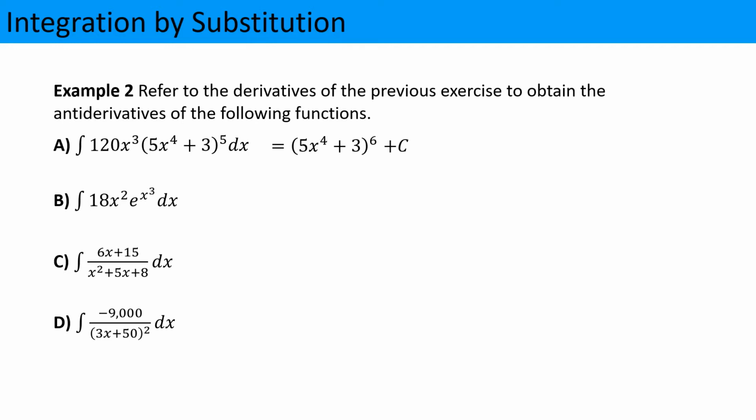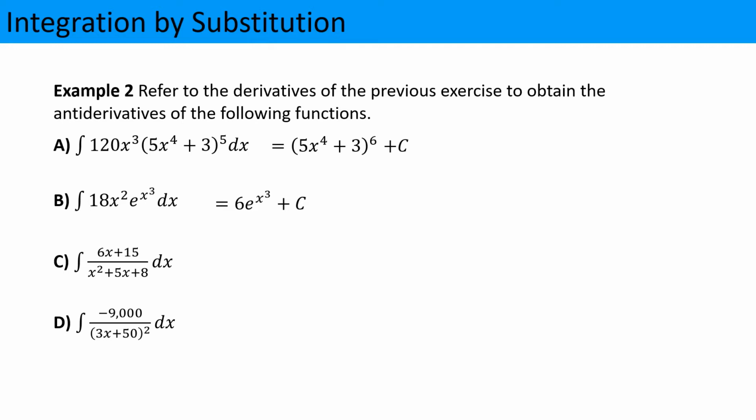Let's do part B. Find the integral of 18x squared e to the power of x cubed dx. The question is, what function, when I take the derivative of it, will give me 18x squared times e to the power of x cubed? Well, we've already got that solved. That would be 6e to the x cubed plus some constant. We took the derivative of that function previously and got 18x squared e to the x cubed.